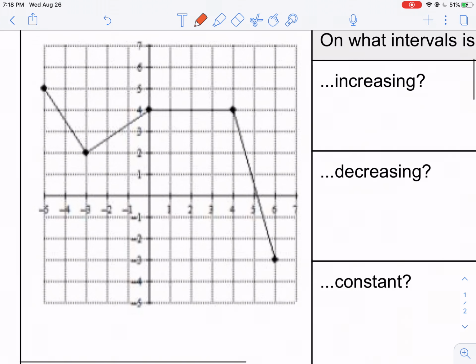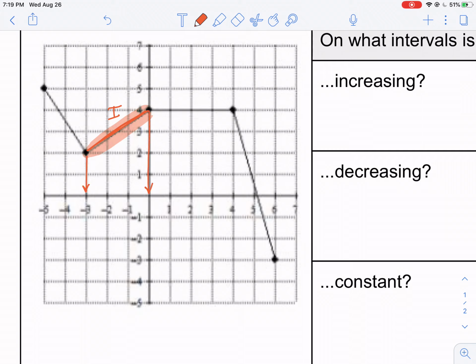So here, if I'm traveling from left to right, I see that we're going down, and then for this section of the graph we're going up. So that's one place where we are increasing, and then it's flat, and then it's decreasing. So there's only one place where it's increasing here, and that is from -3 to 0.